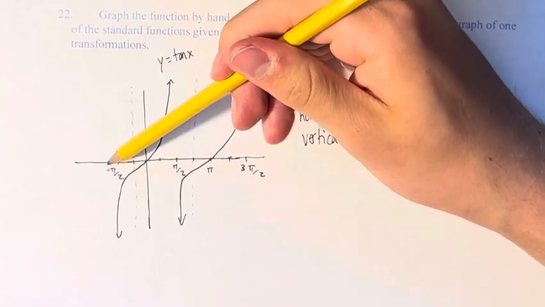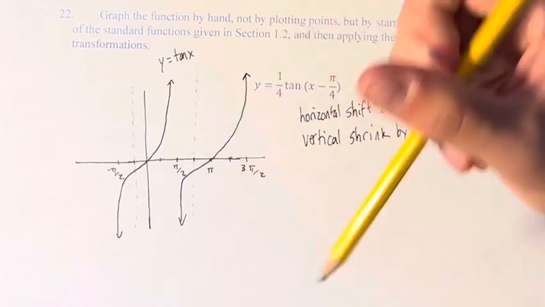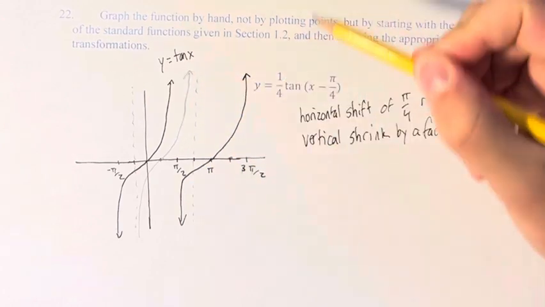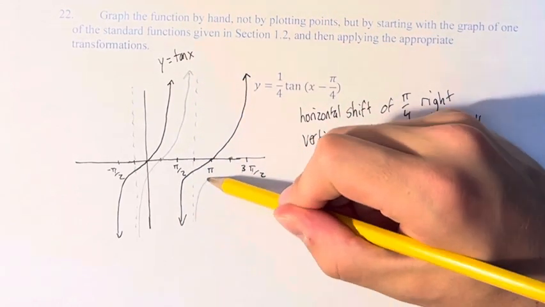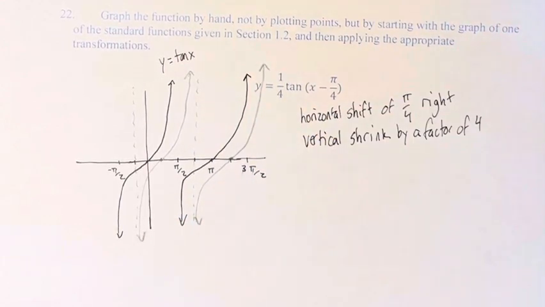So instead of being at negative pi over 2 and pi over 2, they're at negative pi over 4 and 3 pi over 4. And the function looks something like this. Same thing here. And again, this is the intermediate step of only horizontally shifting the function by pi over 4.